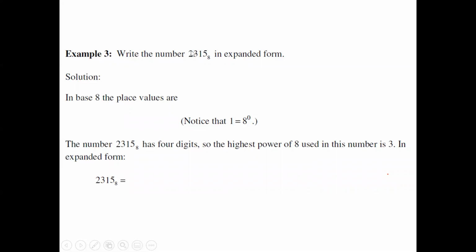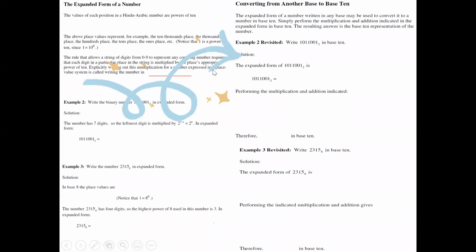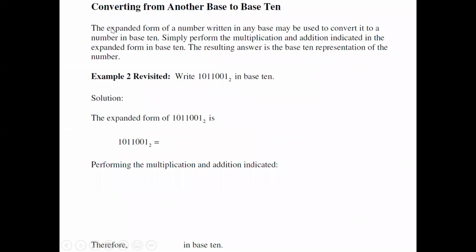Example 3, let's write this in expanded form. Looking at this, your base is 8. So 8 to the 0, 8 to the 1, 8 squared, 8 to the third. This is what you should have, and this is your expanded form. Okay, go over to the right side.